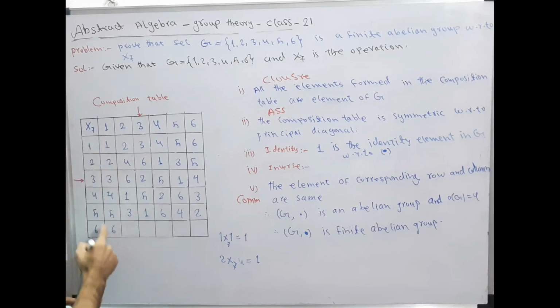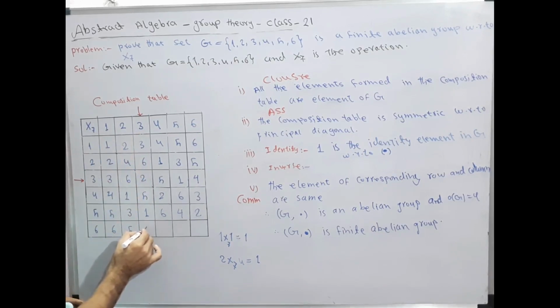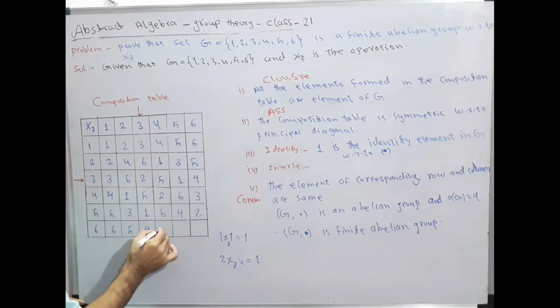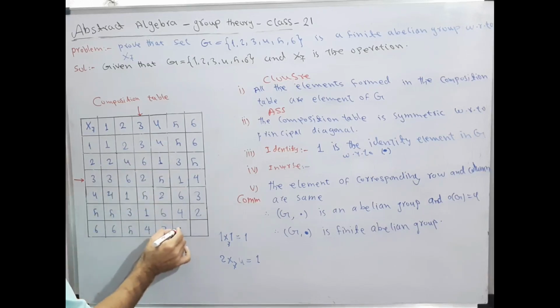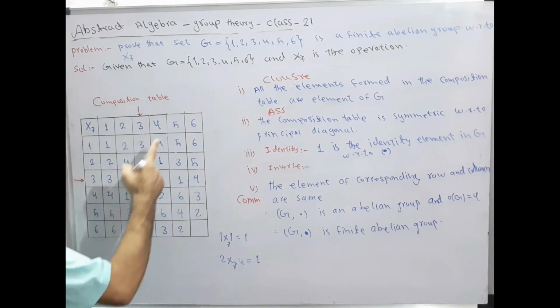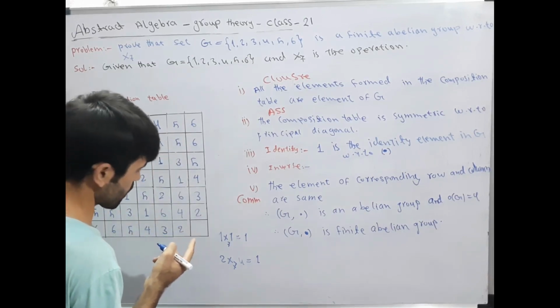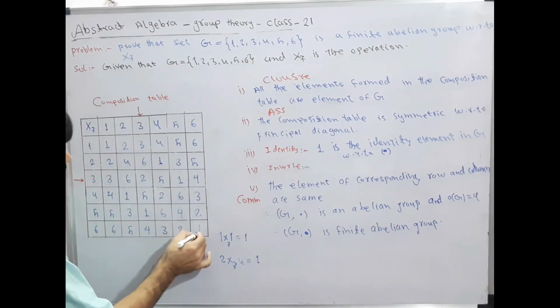6 into 1, 6. 6 into 2, 12. 12 divided by 7, remainder will be 5. 6 into 3, 18. 18 divided by 7, remainder will be 4. 6 into 4, 24. 24 divided by 7, remainder will be 3. 6 into 5, 30. 30 divided by 7, remainder will be 2. 6 into 6, 36, the remainder will be 1.